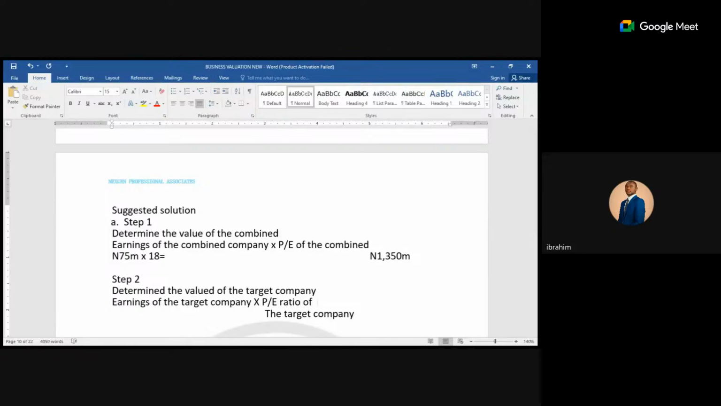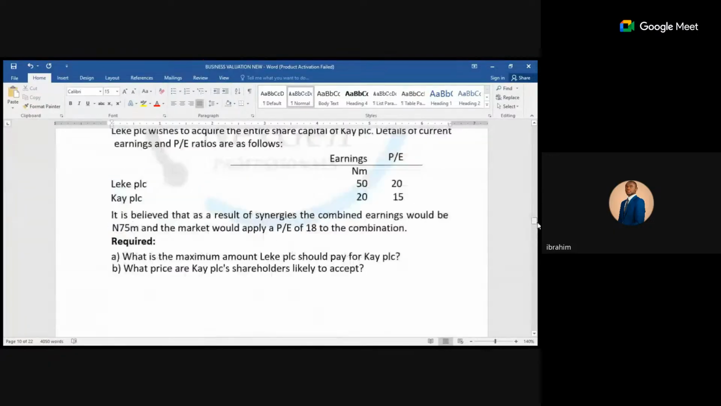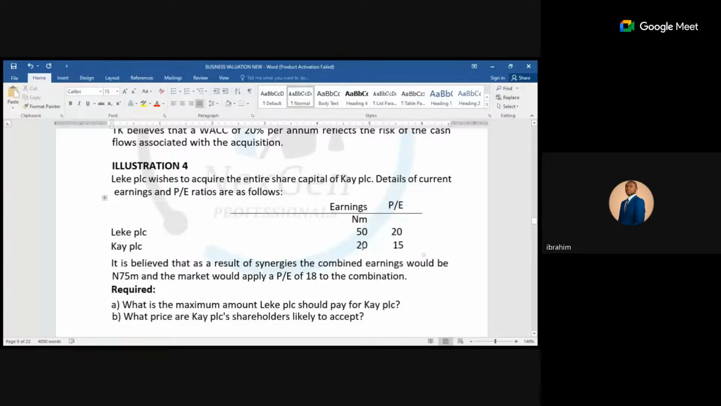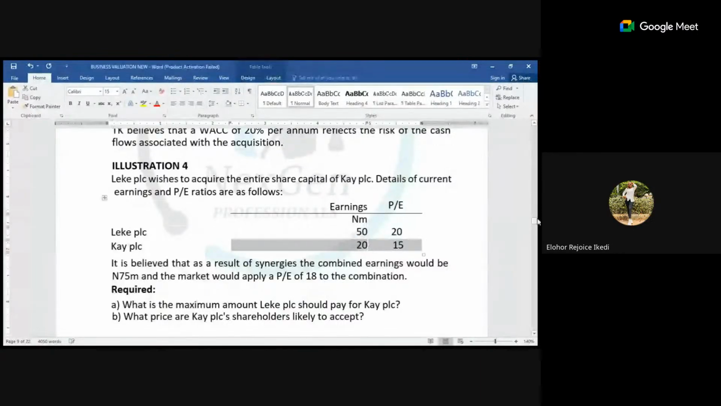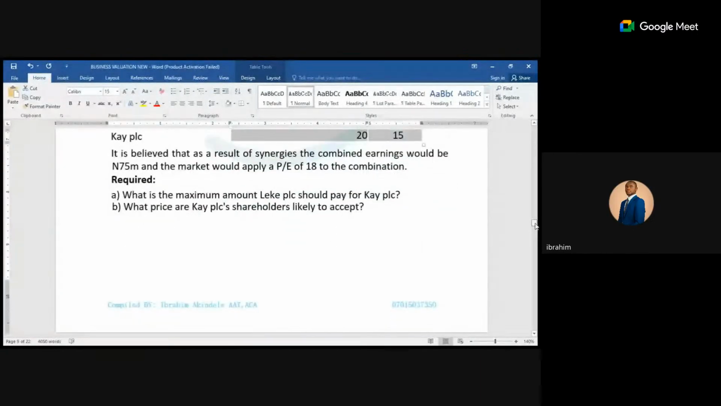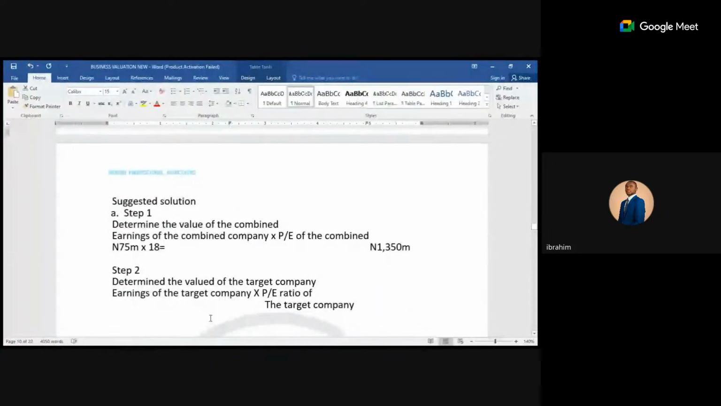So what do we have? What is the earnings of the target company that they want to acquire? What is the earnings, class? 20 million. 20 million is the earnings. Thank you. Times 15. So we can have here 20 times 15. What do we have? 300 million.